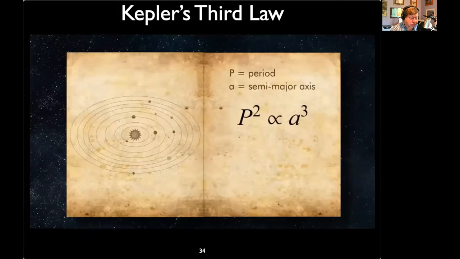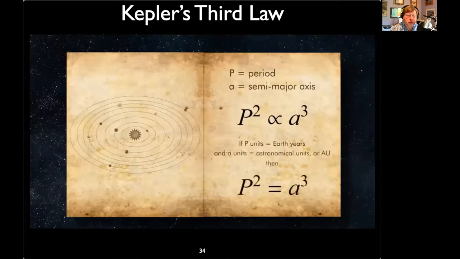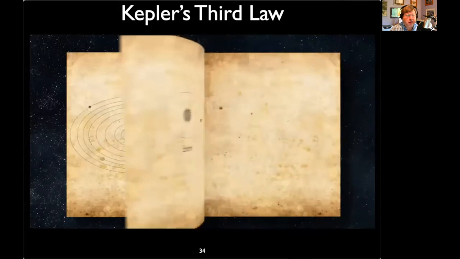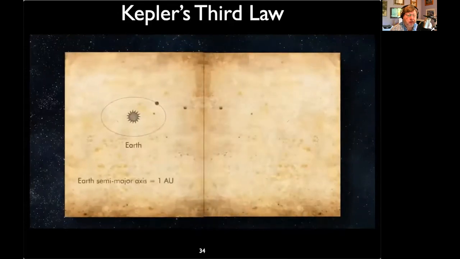In fact, if we choose our units carefully with the period in years, the time it takes for Earth to go once around the Sun, and the semi-major axis in astronomical units, or AU, the distance between the Earth and the Sun, about 150 million kilometers, the proportionality becomes an exact equation. The square of the period is equal to the semi-major axis cubed. Let's try it out. Earth's semi-major axis is 1 AU, because that's the definition of an astronomical unit.